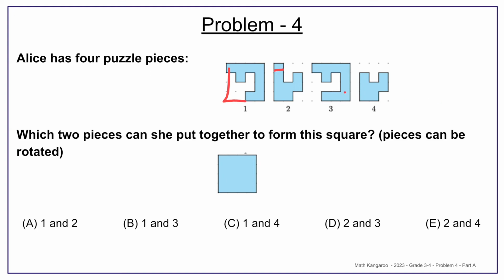Let's try with 3. Can 3 fit in here? No, this needs to be an extra and that needs to cut in here. So we need to have this piece, a small cut piece from here. So our answer is option C, 1 and 4.